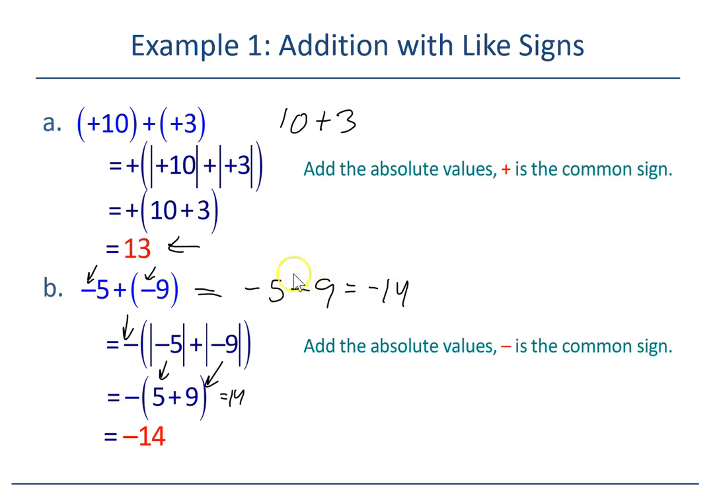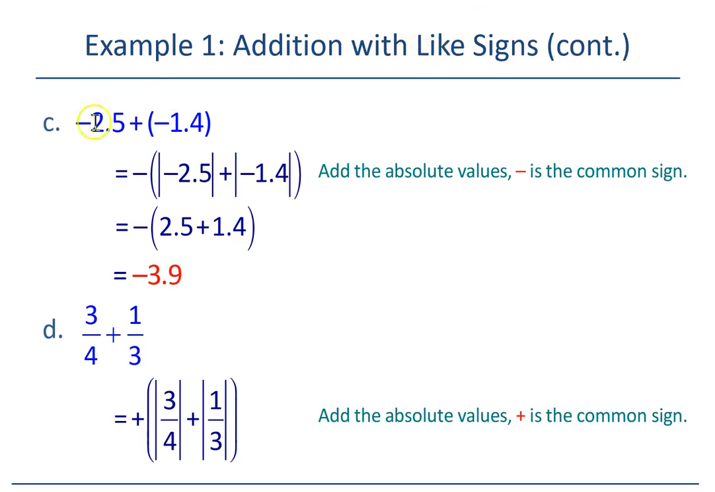Think of it this way. I have negative $5, okay, I owe you $5, and then all of a sudden I owe you 9 more. Well, how much do I owe you now? Well, I owe you $14. That's how I kind of see it, so just be wary of that. Okay, let's continue on with some examples here.